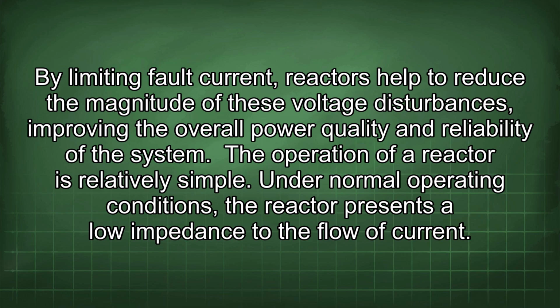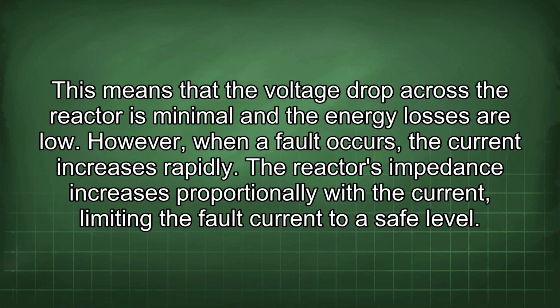Under normal operating conditions, the reactor presents a low impedance to the flow of current. This means that the voltage drop across the reactor is minimal and the energy losses are low. However, when a fault occurs, the current increases rapidly. The reactor's impedance increases proportionally with the current, limiting the fault current to a safe level.